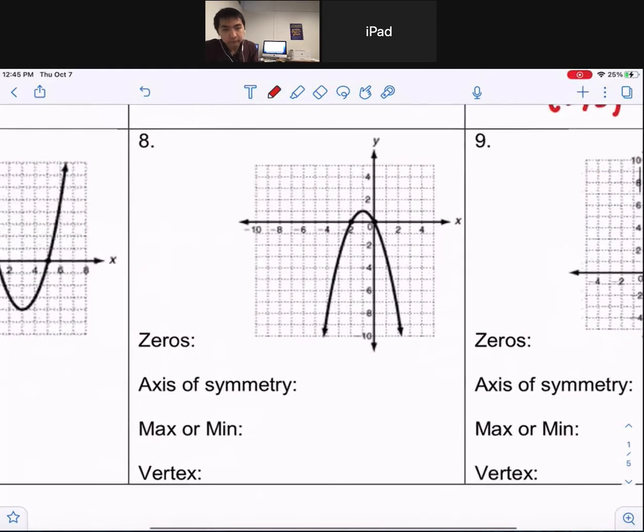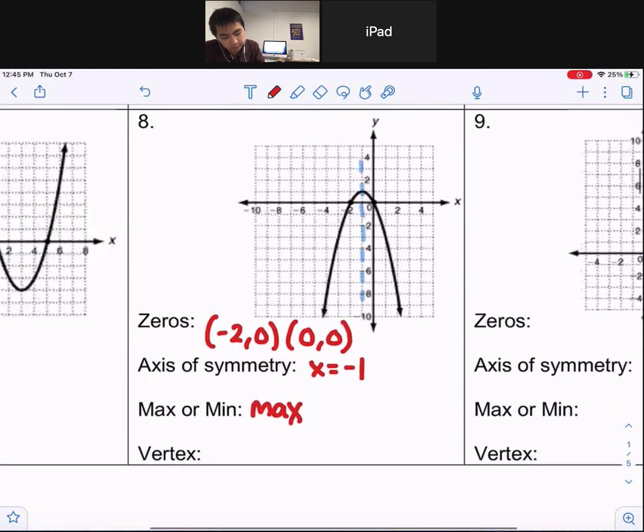Number 8, zeros. Where do you see the graph cross the x-axis? I see it at -2, 0 and 0, 0. Axis of symmetry, the vertical line that cuts the graph in half, is at x equals -1. It's an equation, right? This graph has a peak, the highest point, so it's a maximum. And the vertex right here is -1, 1.